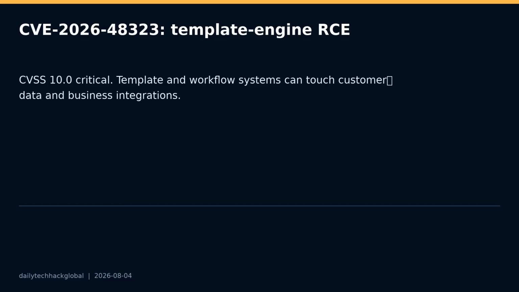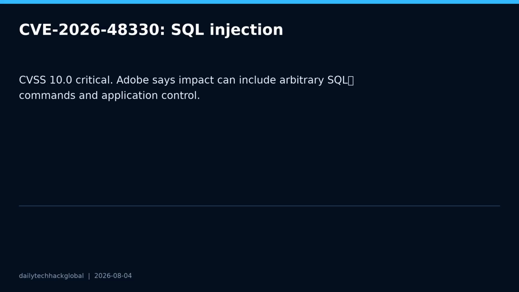CVE-2026-48323 is a separate 10.0 critical template engine vulnerability that can lead to arbitrary code execution. Marketing automation systems often combine templates, personalization logic, campaign workflows, customer data, and connectors to other business systems. After patching, review who can edit templates and workflows, and check for unexpected changes in campaign assets, server-side scripts, operator accounts, and outbound connections.